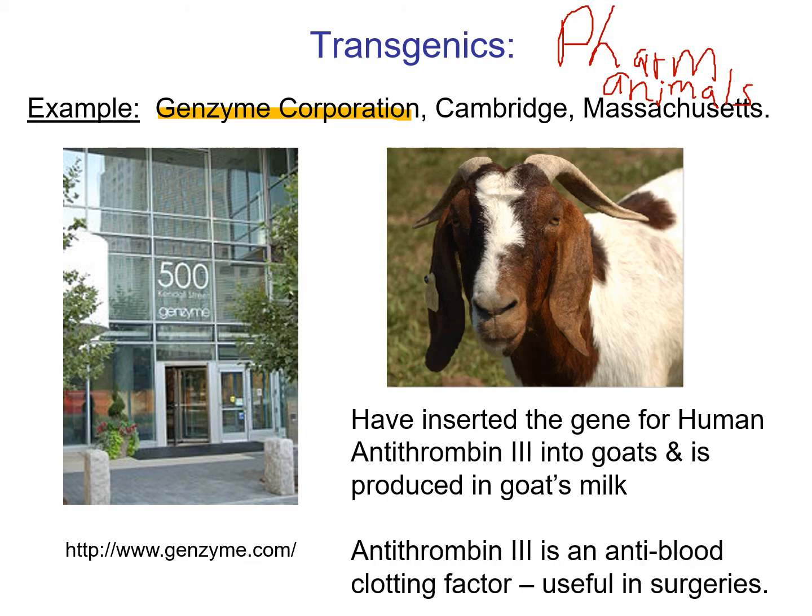Here's an example. They've inserted the gene for human antithrombin 3. So what is that? That's an anti-blood clotting factor, and this is used in surgeries. It's a very expensive protein, and this company has found a way to produce it in goat's milk and it can be sold to hospitals. Before this, how did we get this protein? We had to get it from human blood. So very useful idea.